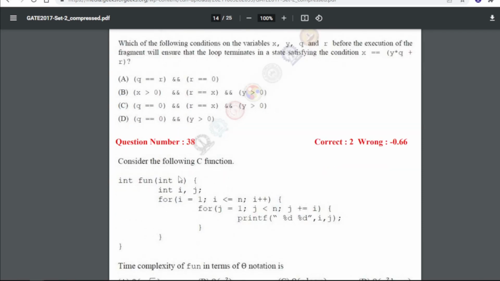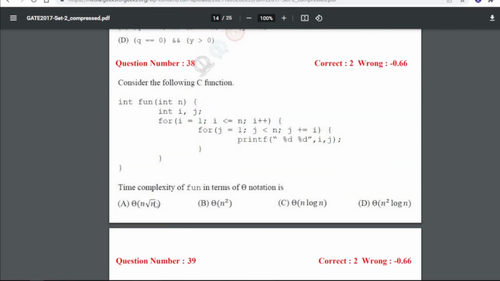38: consider the following C function. Now the time complexity of the function in terms of theta notation is what? So we have to get the time complexity. You can see there are two loops. One is up to n, and we don't know n. The second is also up to n, again we don't know, n could be any number.